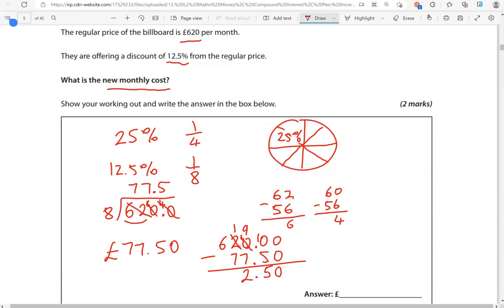1 take away 7 means we've got to borrow 1 from the 6, so this becomes 5, this becomes 11. 11 take away 7 gives us 4. 5 take away 0 gives us 5. So the answer is £542.50.